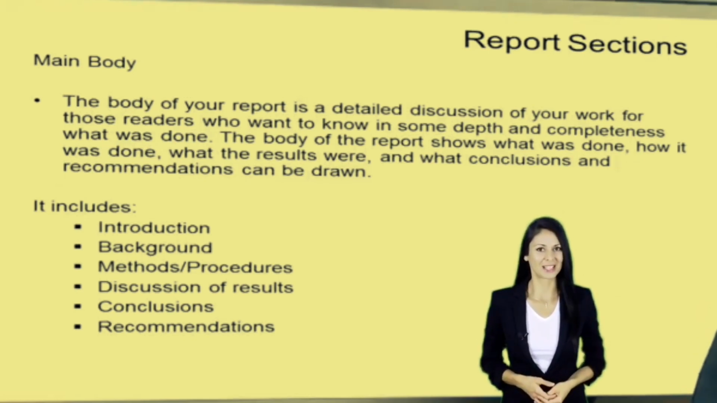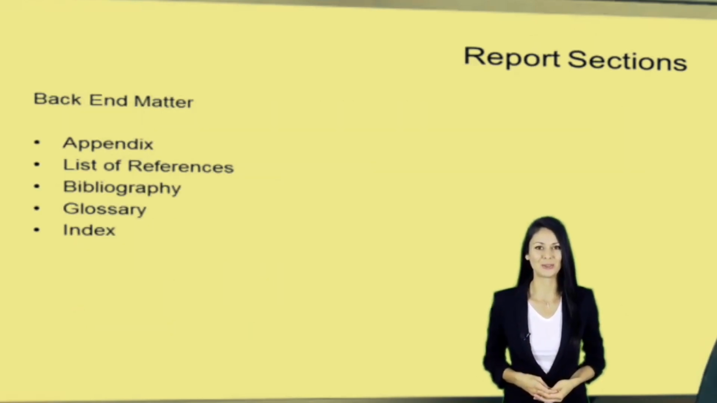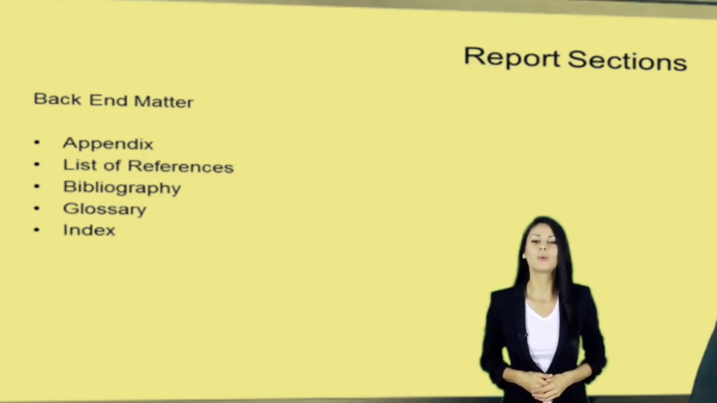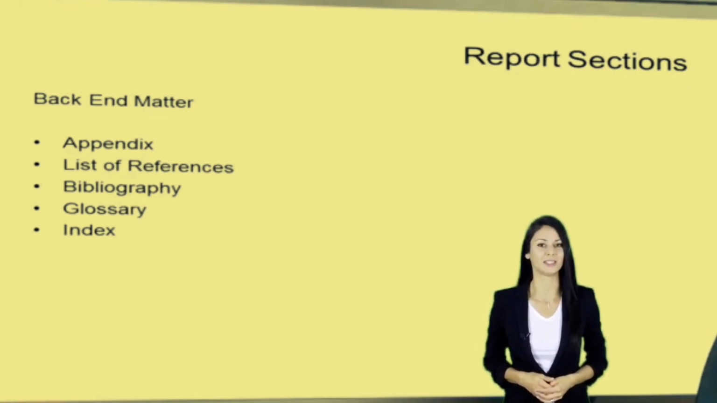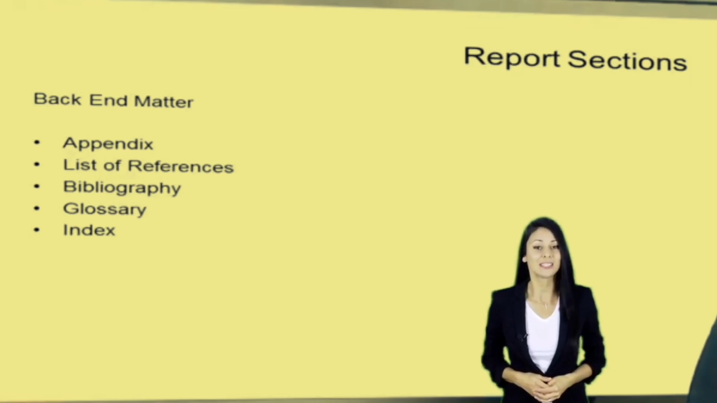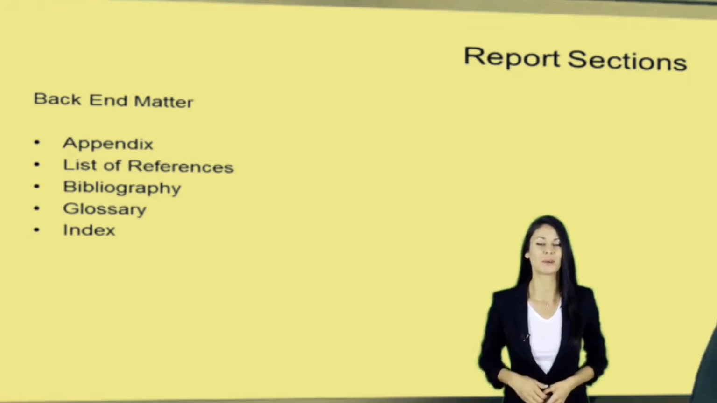the conclusions, and the recommendations. The back-end matter consists of appendix, list of references, bibliography, glossary, and index, whereas glossary and index can be optional. They don't really have to be there, but then they are optional.